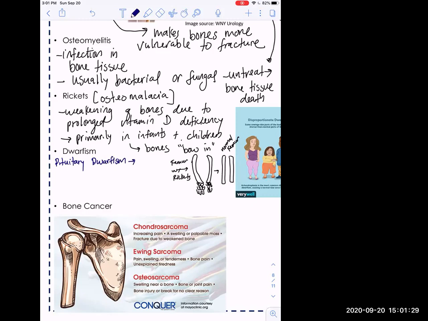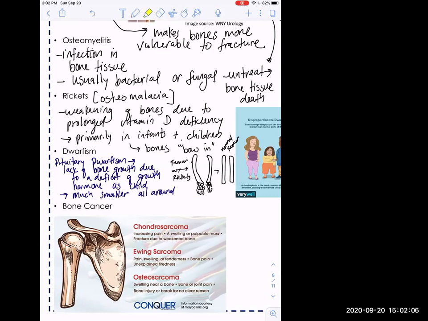Pituitary dwarfism is a lack of bone growth due to a deficit or a lack of growth hormone, usually as a child. So individuals are much smaller in size all around. So it affects all bones.